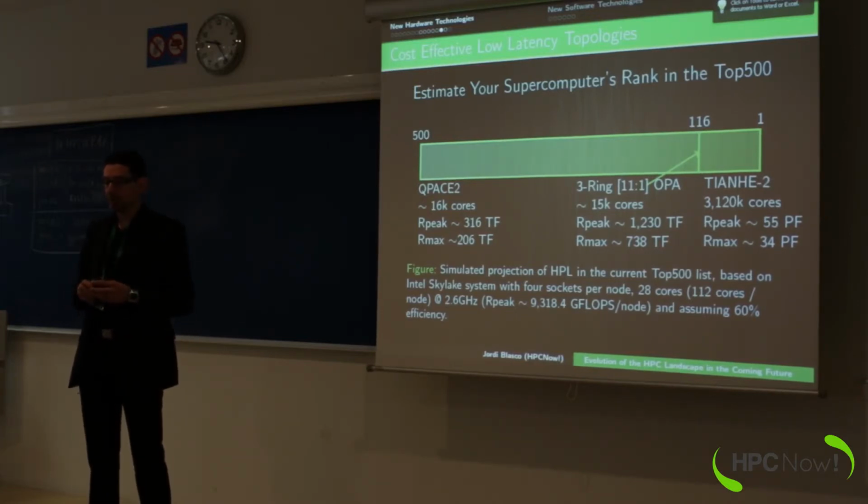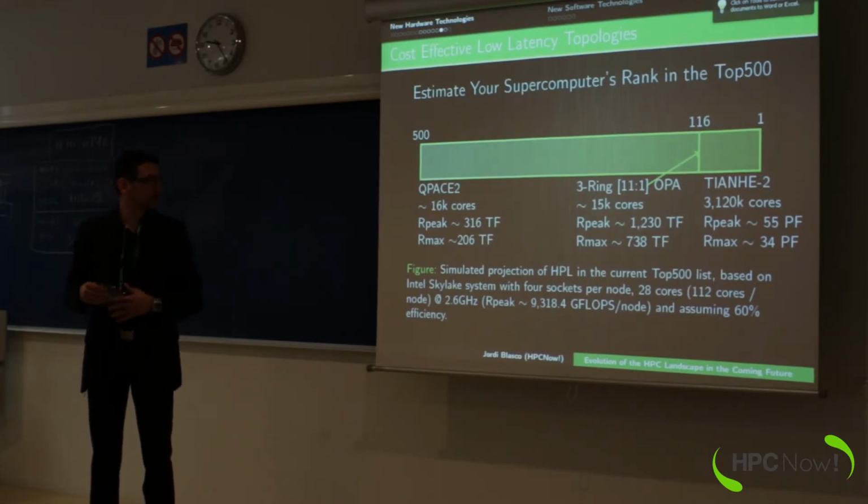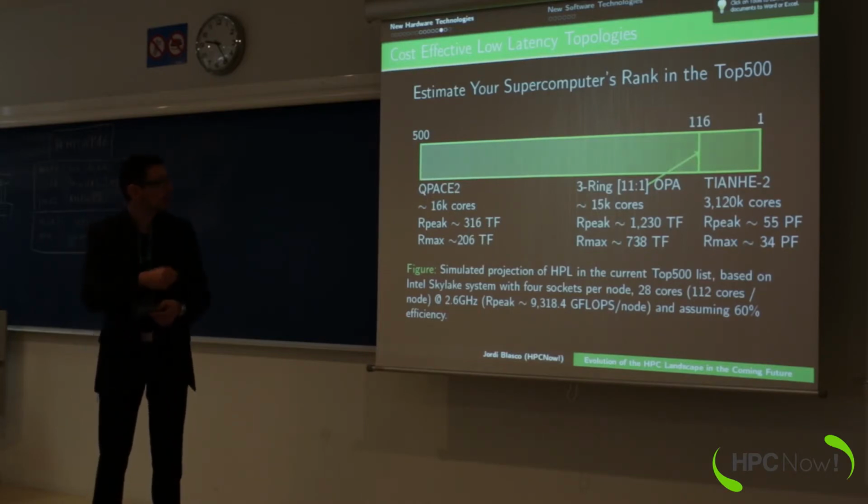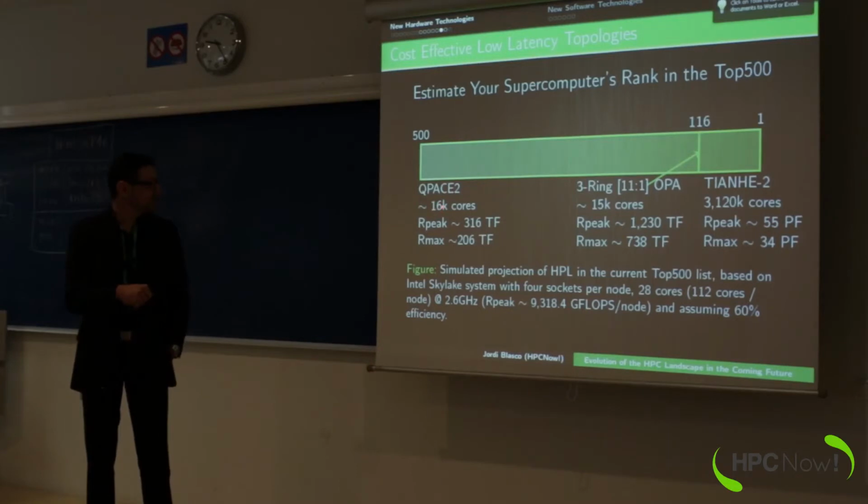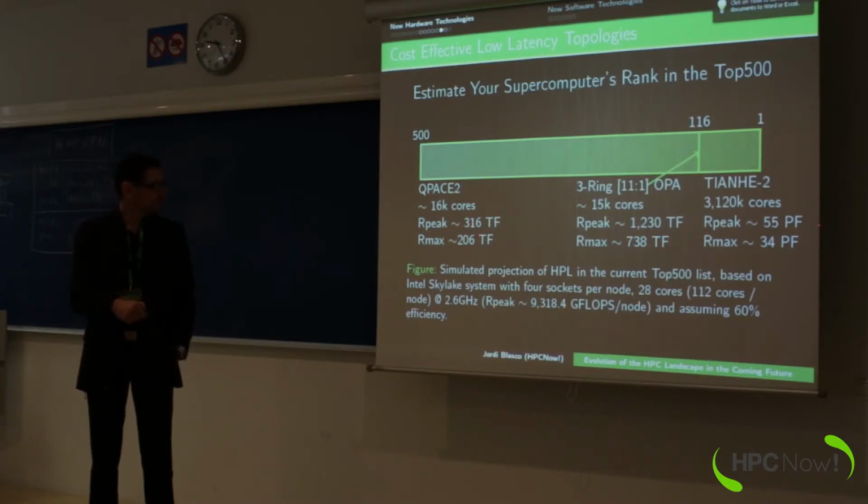To the point that with these technologies that we are going to have in 1 year, this is the Top500, the current Top500. So at the bottom, at position 500, we have the QSpace 2, and at the top 1, Tianhe, the second release of Tianhe. So 16,000 cores, 206 teraflops. This is Linpack, okay? And the top, 3 million cores, it's massive.